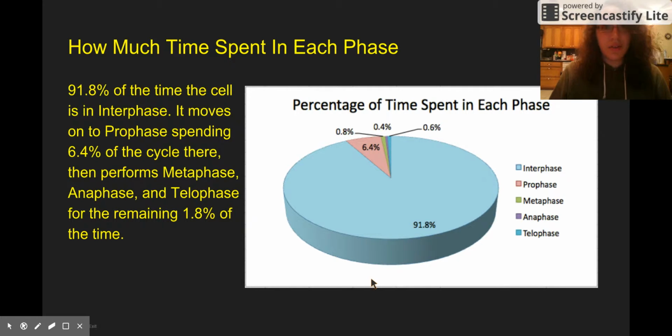So the amount of time spent in each phase is kind of weird. Interphase is the most overlooked phase, yet it's the longest phase at 91% of a cell's life. It then moves on to prophase, 6.4% of the cell's life. Then metaphase, anaphase, and telophase for the remaining 1.8% of the time.